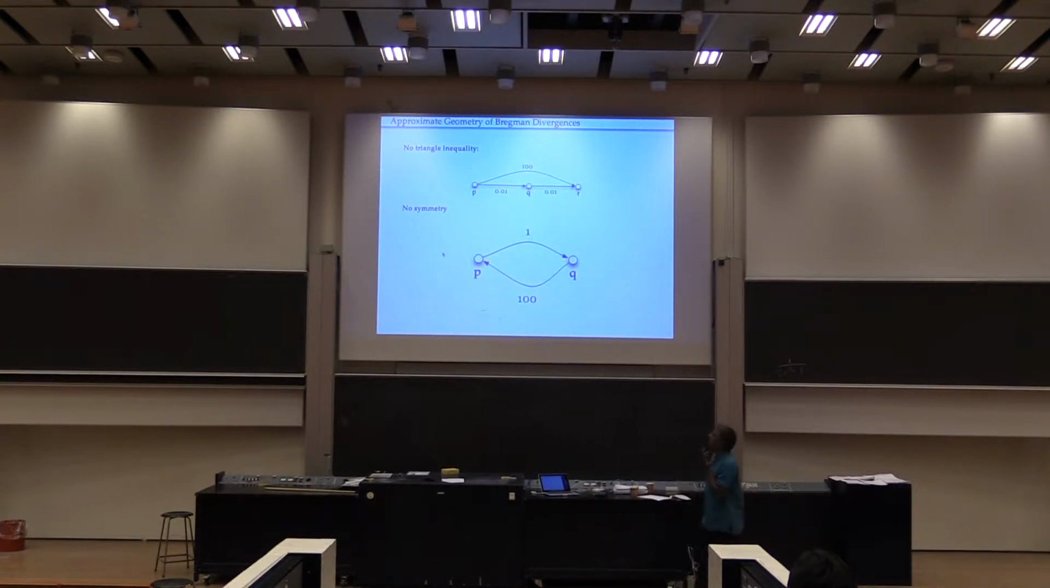Bregman divergences from a geometry point of view are kind of low. And especially for dealing with high-dimensional geometry problems, they're particularly low. And the reason is that, well, first of all, they don't have triangle inequality. You can have things like the above.